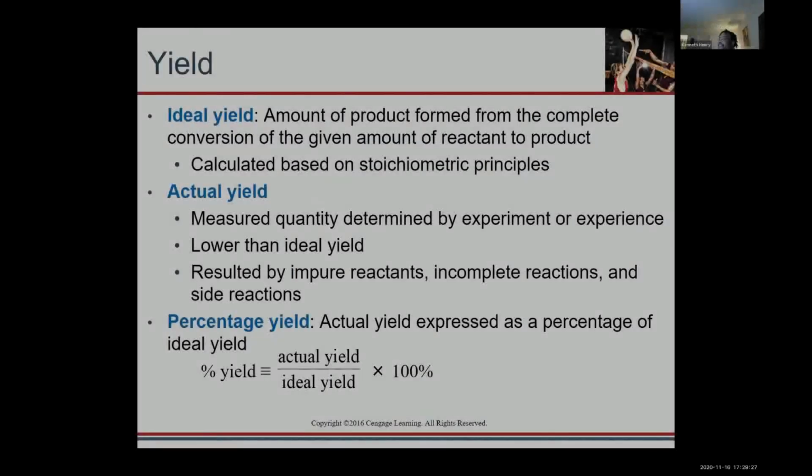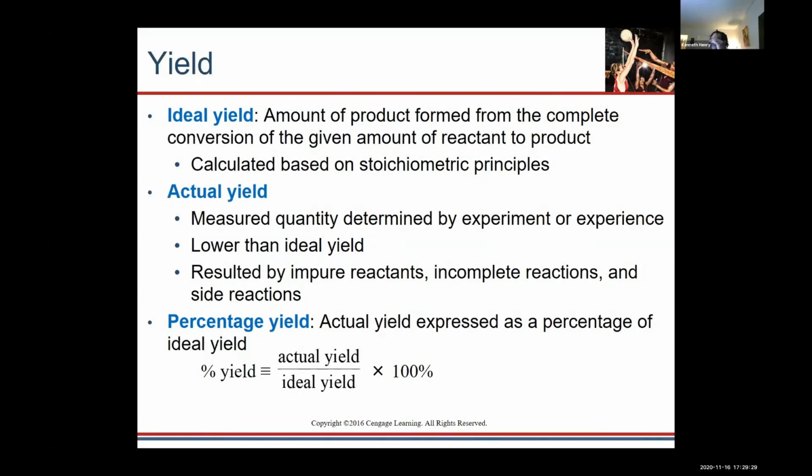So percent yield is always actual over ideal or theoretical, times 100, okay? Actual is what we actually get through experimentation, what we actually have. Ideal is what we expect to get by our calculations. And 99% of the time, you are not going to get 100% yield.